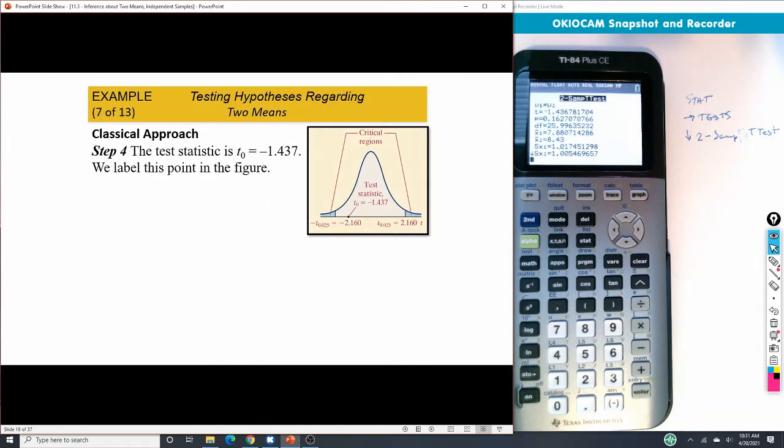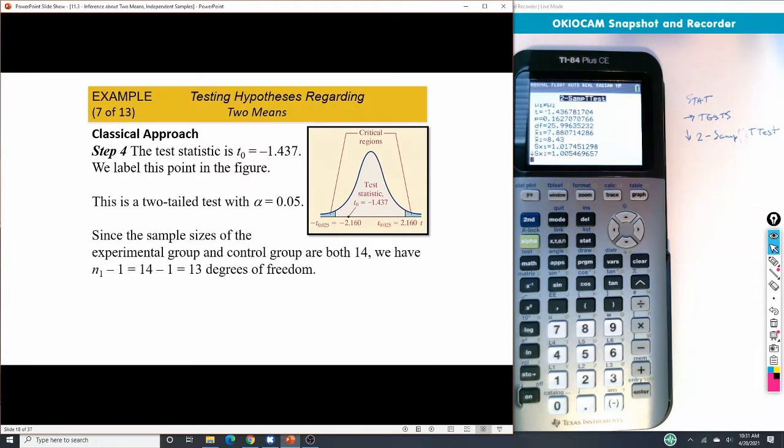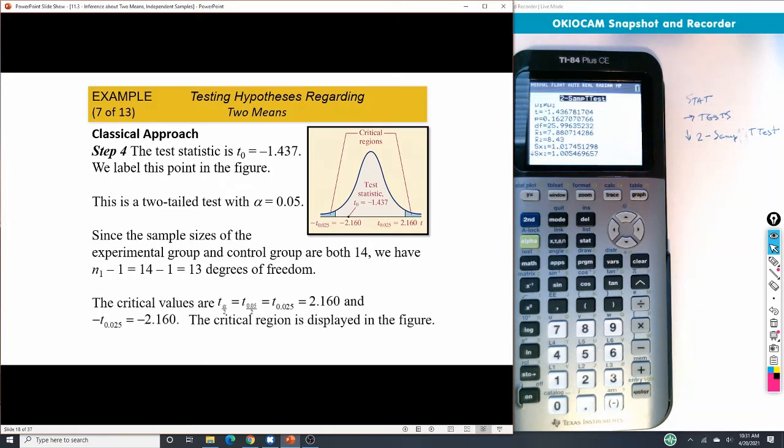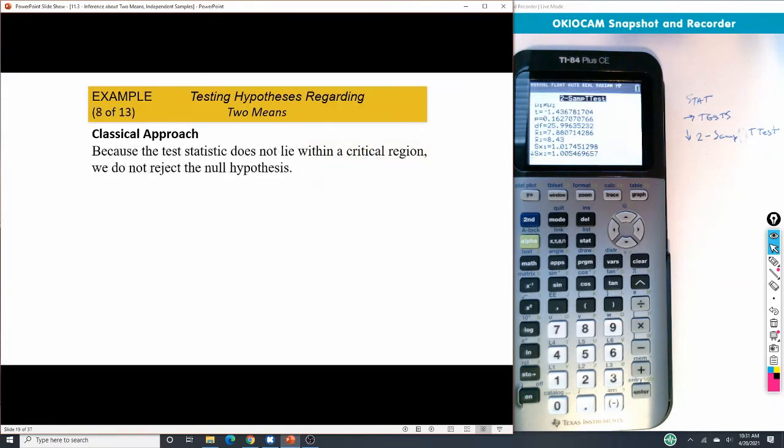Okay, now when we compare that against what's going on in our pieces, because we have a significance of 0.05, we would go and look at those. Now it's a two-tailed test because it does not equal, so we divide those by 2, and so we get our T of 0.025, and we'll have both negative and positive. Well, our test statistic is inside those, and so that means that we do not reject the null hypothesis.